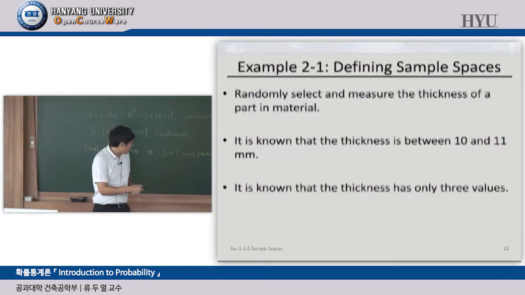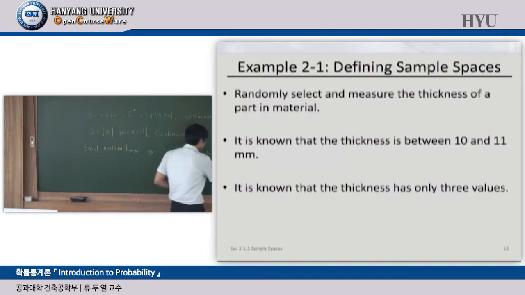So in this case, we can count the number of items included in this sample space, right? This sample space has 3 items, small, medium, large. So this can be the discrete system.